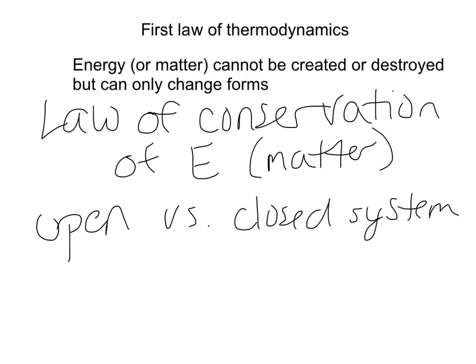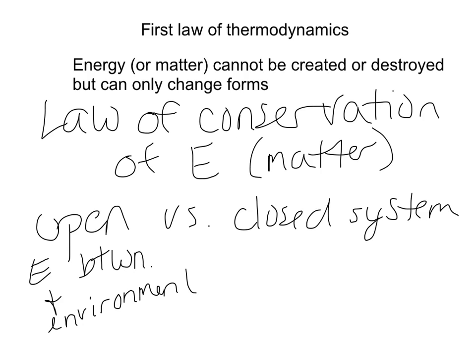Because if energy can't be created or destroyed, when it changes forms, and a lot of times when we're talking about ecology and biology, it's going to transfer also. It's going to go to a different organism. It's going to go out into the environment. So an open system is one where the energy is exchanged between the system, so maybe the organism, and the environment. That's what is considered an open system.